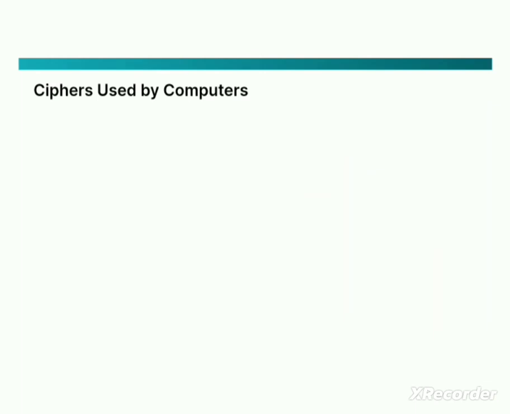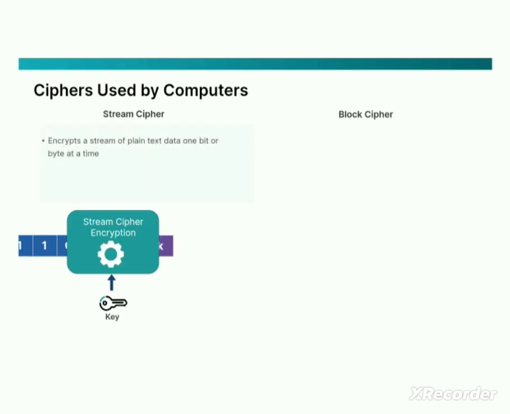The power of computers allows for more sophisticated encipherment, but the concepts remain the same. Two cipher types that are commonly employed are stream and block ciphers. Stream ciphers encrypt a stream of plain text data, 1 bit or byte at a time. Examples of stream ciphers are FISH and RC4. Stream ciphers are faster than block ciphers.